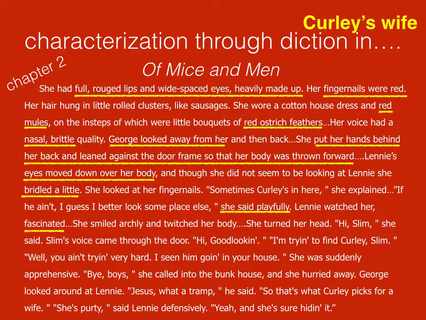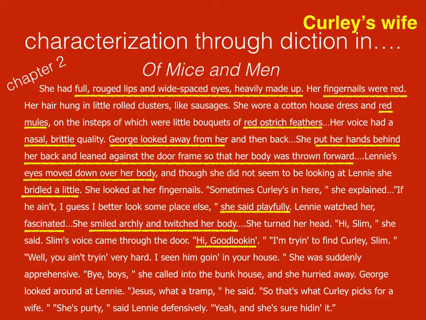He does not look away like the other guys, and he's completely taken by her. And she, of course, smiles archly, which suggests that she knows what she's doing. And it also suggests that she thinks she's sort of above these guys. She twitches her body. The word twitch also suggests a very flirtatious sort of mood.